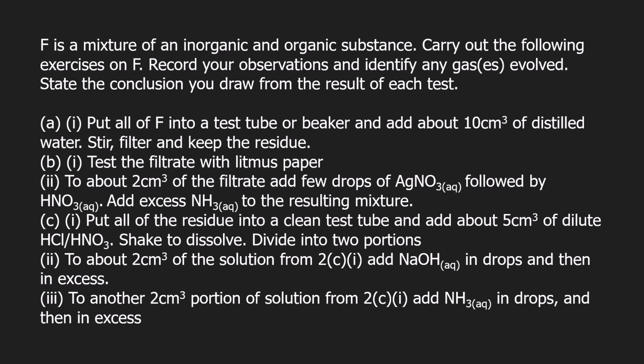B. I test the filtrate with litmus paper. II, to about 2 cm³ of the filtrate, add few drops of silver nitrate followed by nitric acid. Then add ammonia to the resulting mixture. C. Put all of the residue in a clean test tube, add about 5 cm³ of dilute HCl or nitric acid, shake to dissolve, divide into two portions.